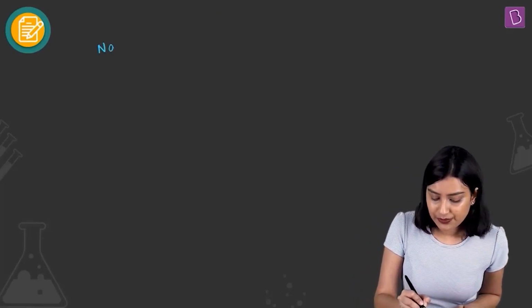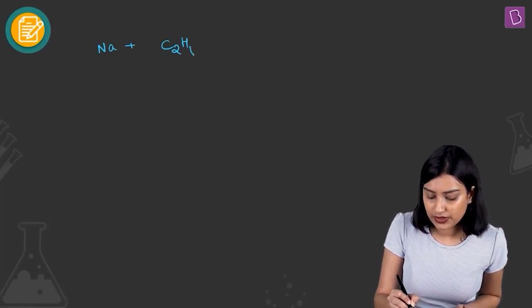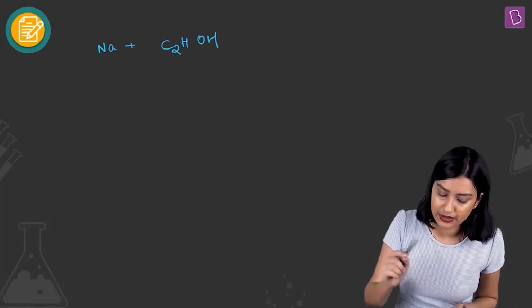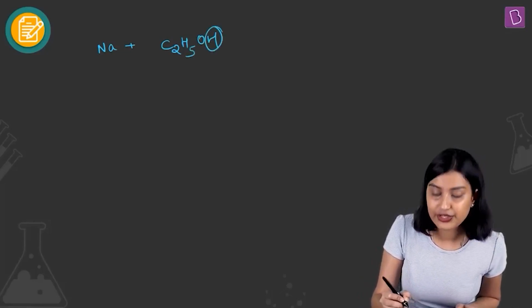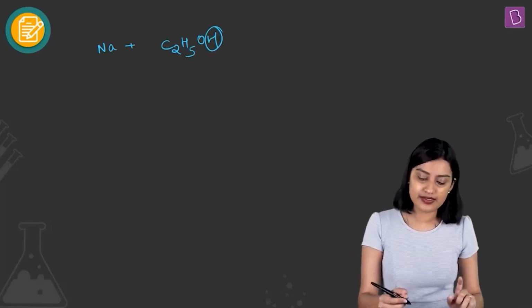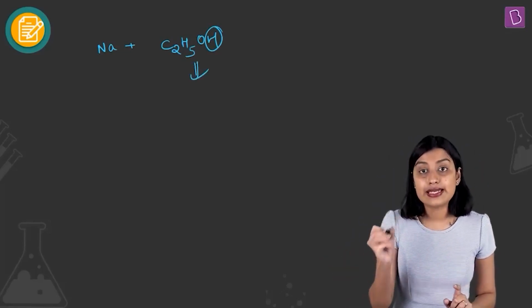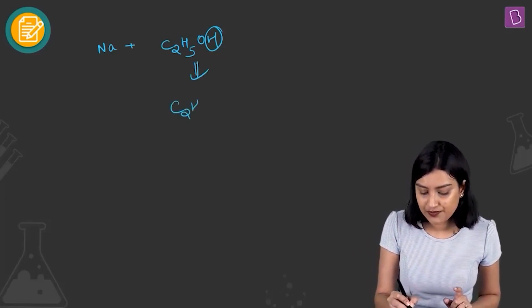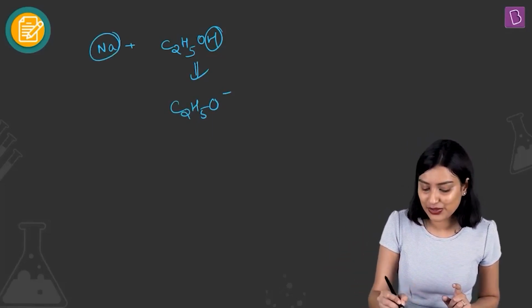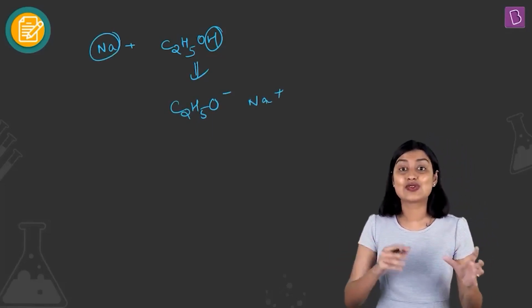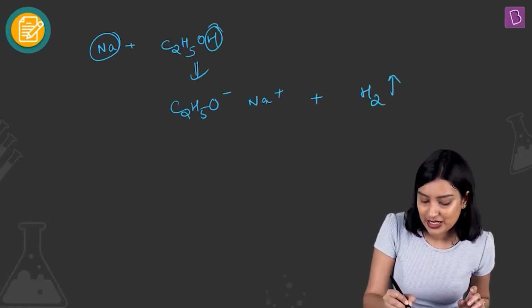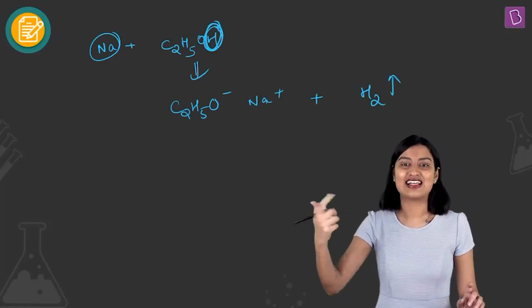Here what you have is sodium plus alcohol, which I'm taking as ethanol, C2H5OH. What you're doing here is removing the hydrogen from there, as a result of which you get your negatively charged ion, C2H5O minus. This is the anion, and the cation comes from sodium, so you have Na plus. This is your sodium alkoxide, plus H2 is released. The hydrogen that you took out is released as dihydrogen gas.